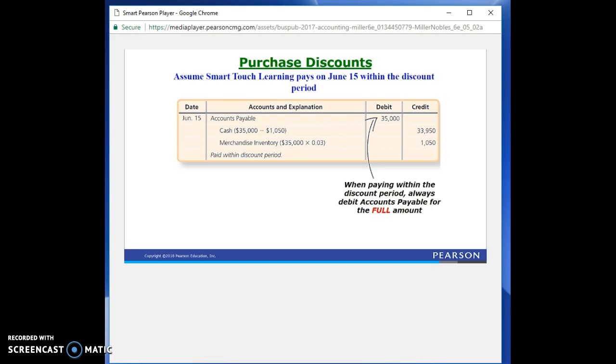So when we update accounts payable in the ledger, accounts payable will be wiped out. It'll be down to a 0 balance because we've paid for the merchandise inventory in full. But merchandise inventory, when we post this $1,050, it'll be a decrease in the account because, again, the merchandise inventory costs less as we took advantage of that discount. So the cost of inventory when taking advantage of the discount is not $35,000, it is now $33,950.